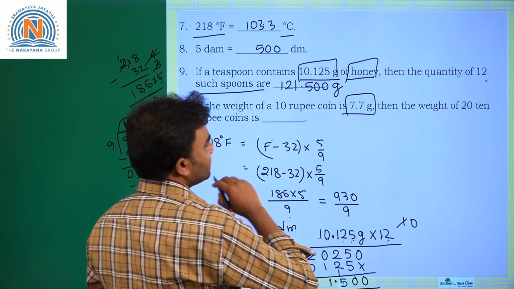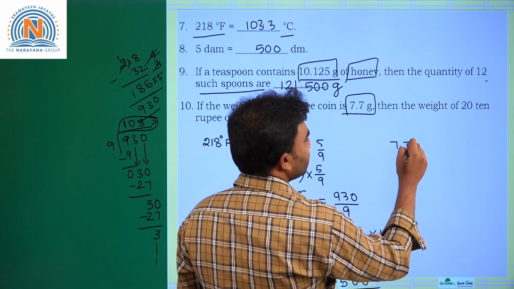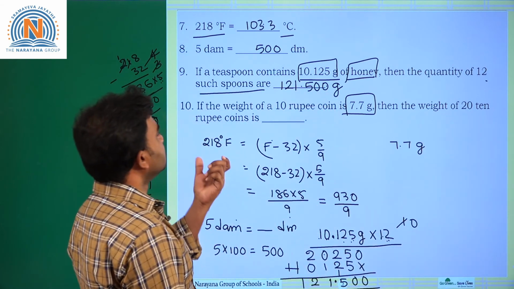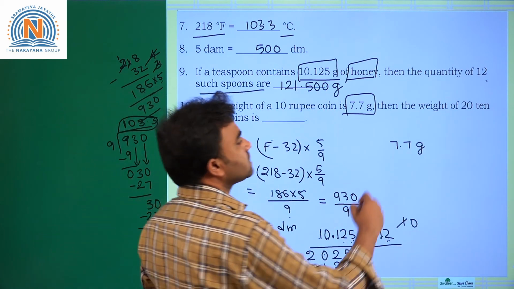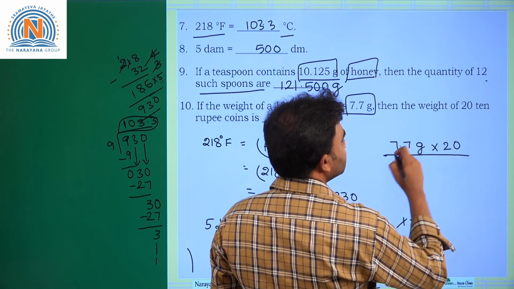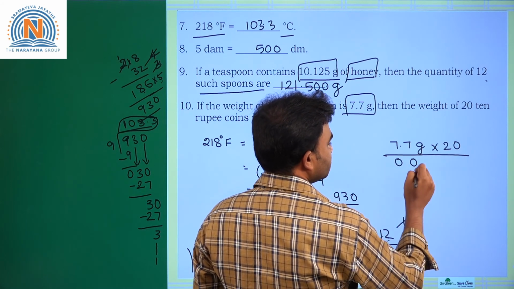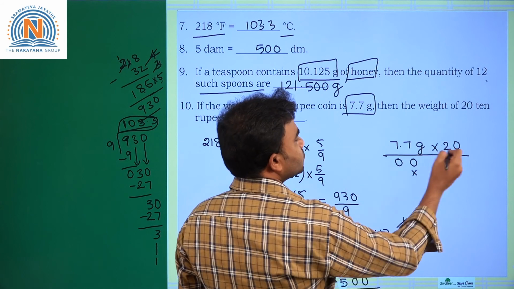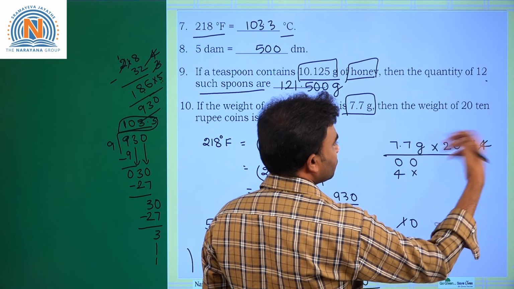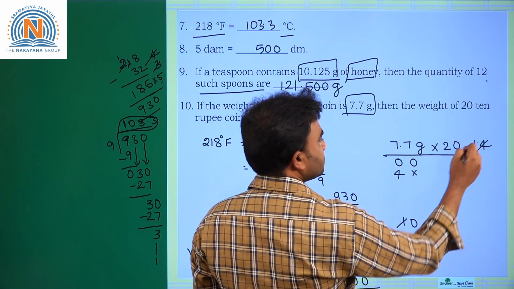10 rupee coins is, weight of 1 10 rupee coin is equal to 7.7 grams. Then the weight of 20 10 rupee coins is equal to, here also we have to multiply it with 20. First multiply 0 into 7, 0, 0 into 7 again 0, 2 7s 14, 4 right here and 1 keep aside, again 2 7s 14, 14 plus 1 is 15.